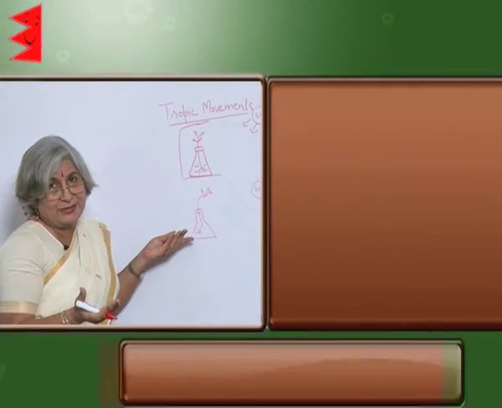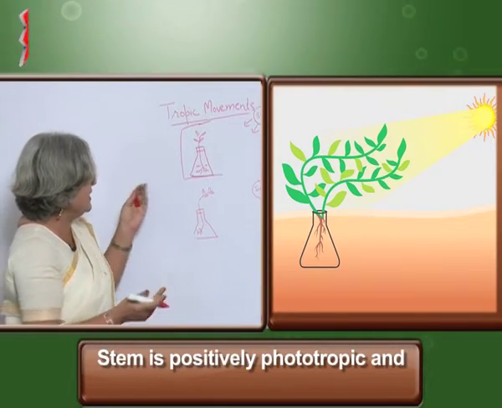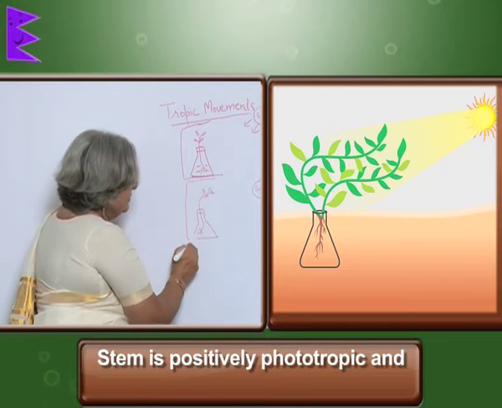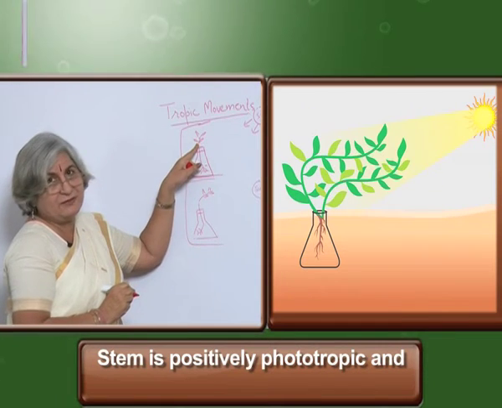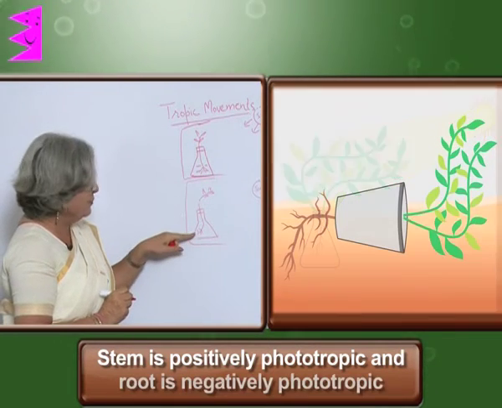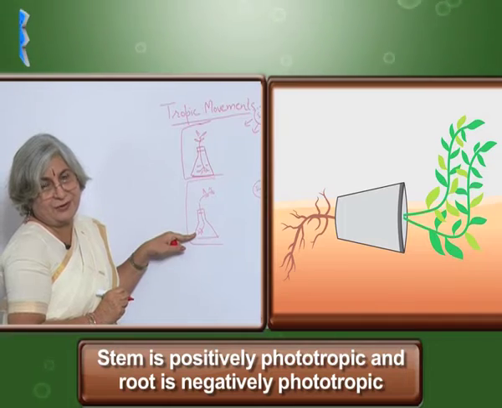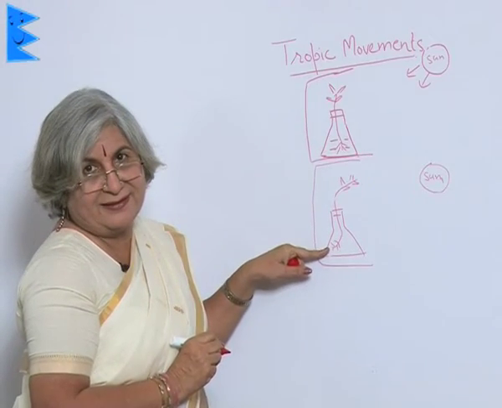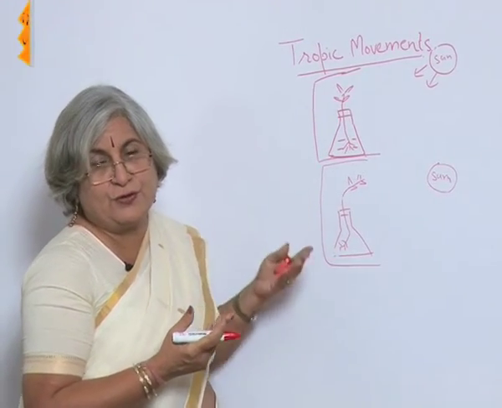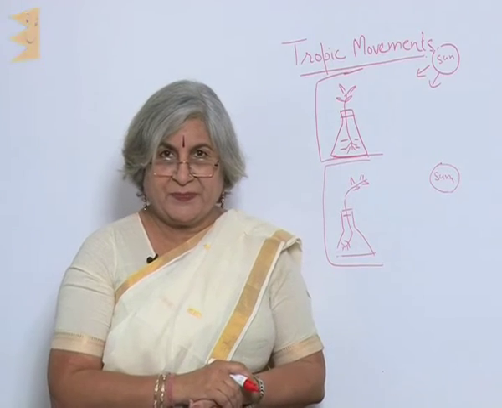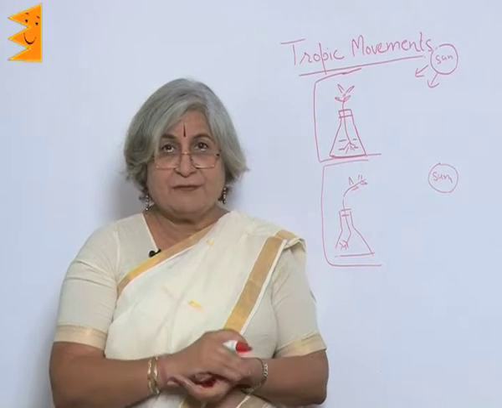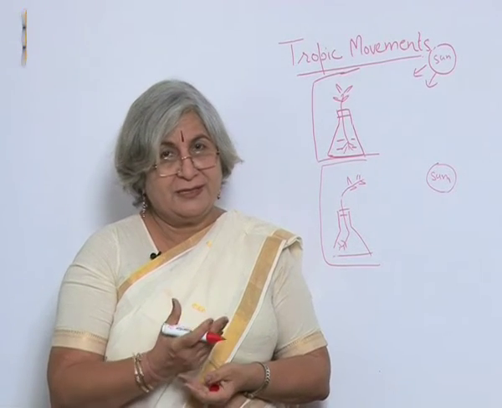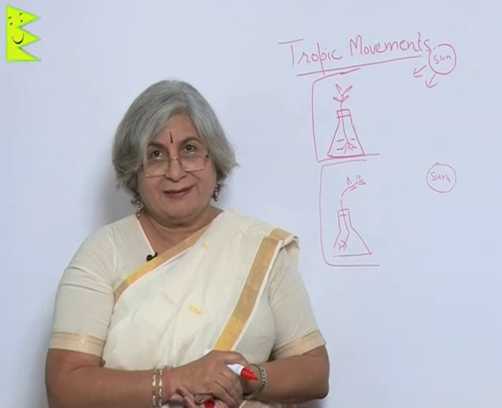So through this experiment, we can easily see how stem is positively phototropic while root is negatively phototropic. This is an experiment to show phototropism. Now in the case of pea plant, the movement is of different kind.